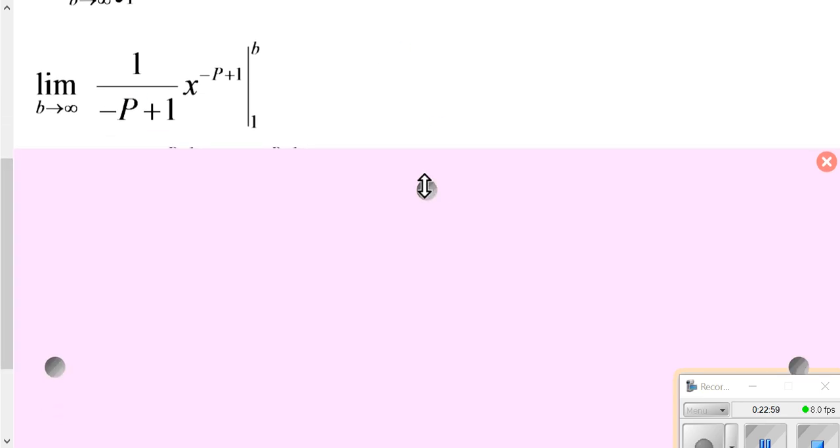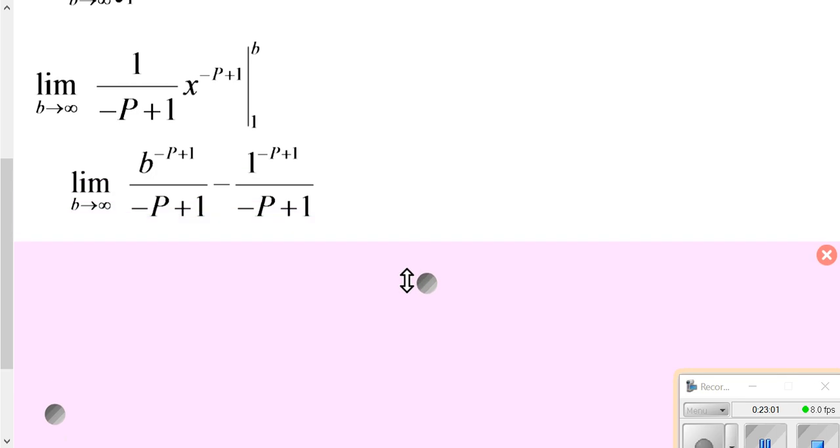Then I'm going to use fundamental theorem. So here you do need to remember which letters represent what. So the P is some number, it's a constant. That is not what I'm substituting in for. I am substituting in the B and the 1 in place of my variable, and my variable is the X.